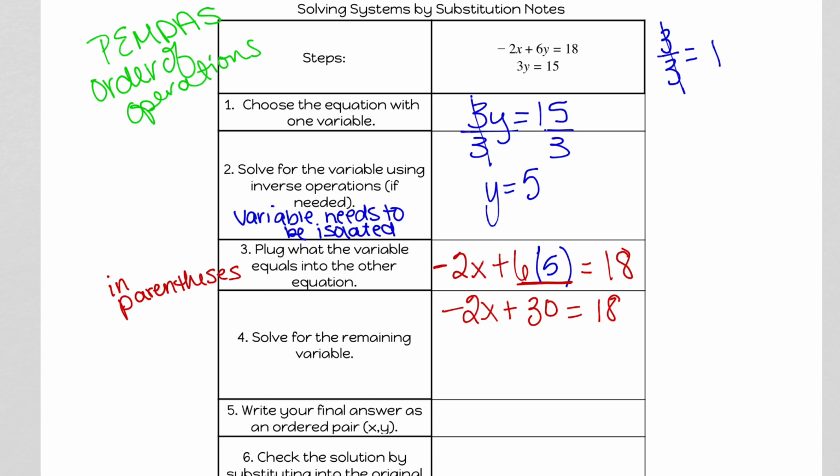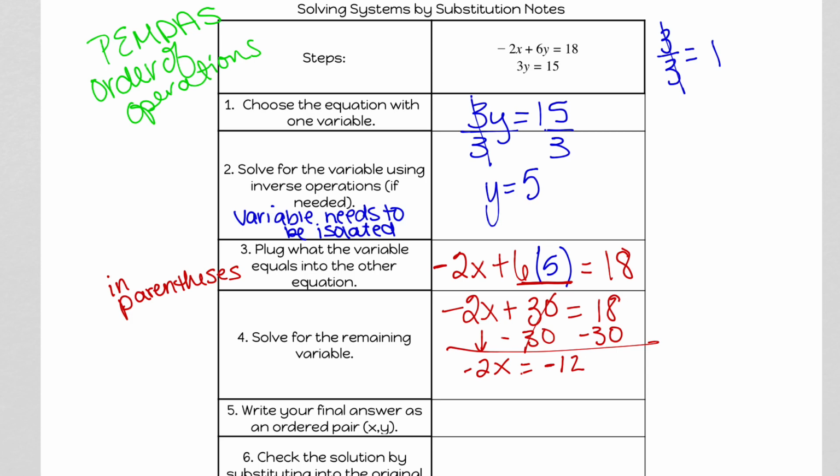We're going to subtract 30 first, okay, because the negative 2 is attached to it. So we're going to drop down that negative 2x equals 18 minus 30. So if I take 30 and subtract 18, I'm going to get 12. But I'm going to keep the sign of the bigger number, and that is 30. So negative 12.